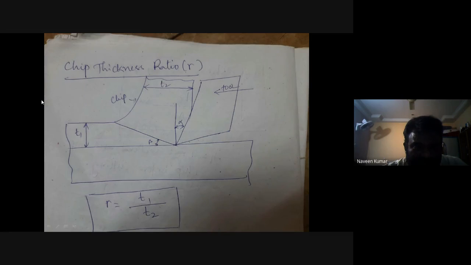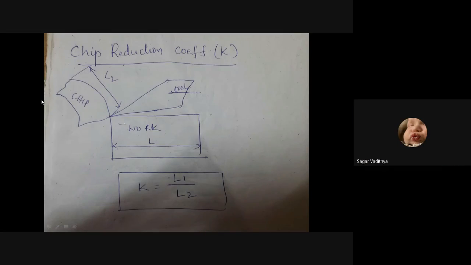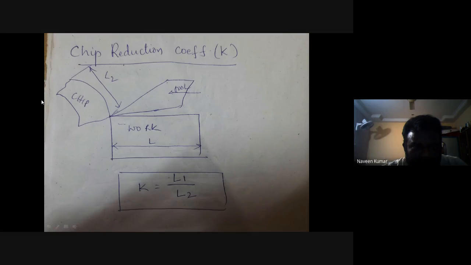Done. Yes, sir. Now put the subheading: chip reduction coefficient K. Now look at this diagram.